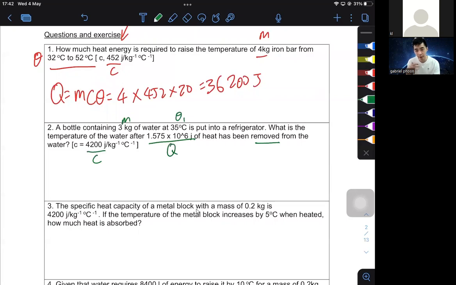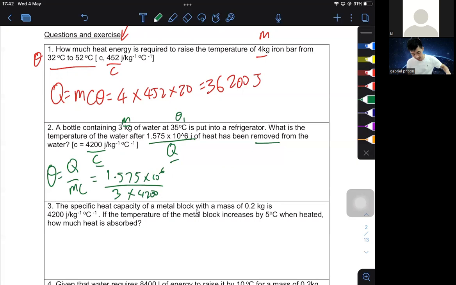Now if I want to find out the final temperature, first and foremost, using this information, the m, the c, and the Q, I can find the change in temperature. So yet again, if Q equals mc theta, theta would be equal to Q over mc here, which is going to be 1.575 times 10 to the power 6 divided by 3 divided by 4,200. Press that into your calculator, and I think you would have got 125. Is it 1.575 times 10 to the power 6 divided by 3 divided by 4,200 here? Yep, it would have been 125 degrees Celsius.